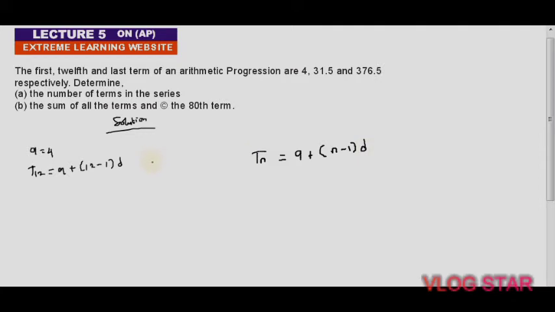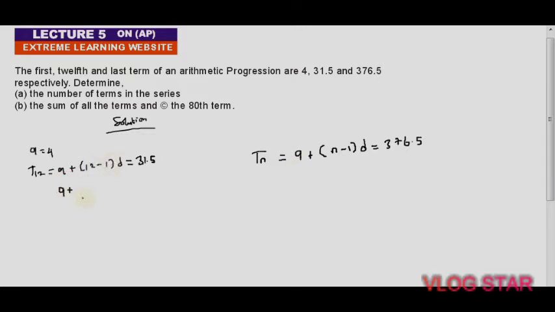Now we're told that T of 12, the 12th term, is equal to 31.5. And we're told that the last term is 376.5. So these are the values we have now. Now it's time for us to start solving.